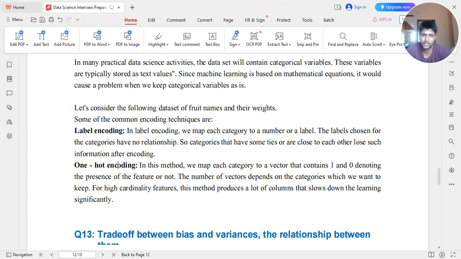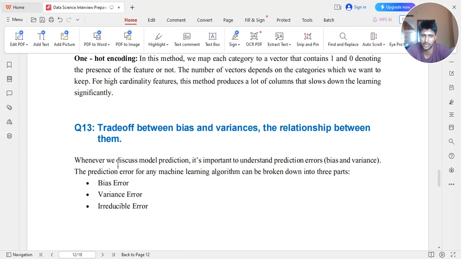One hot encoding, in this method, we map each category to a vector that contains ones and zeros, denoting the presence of a feature or not. Okay, so the number of vectors depends on the categories which we want to keep. For high cardinality features, this method produces a lot of columns and slows down the learning significantly. Another question is the trade-off between bias and variance and the relationship between them.